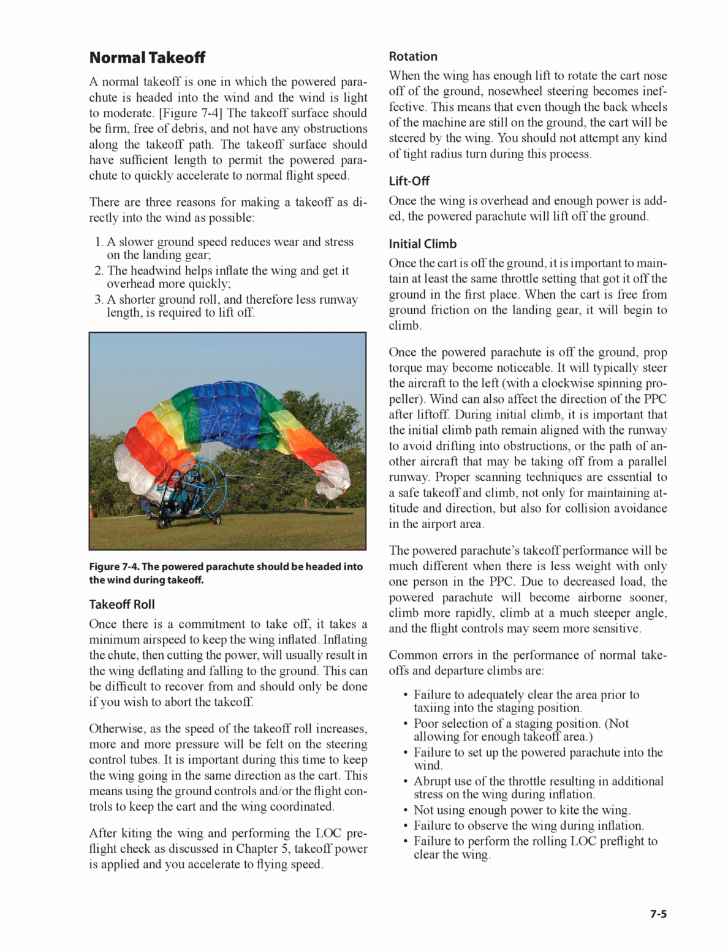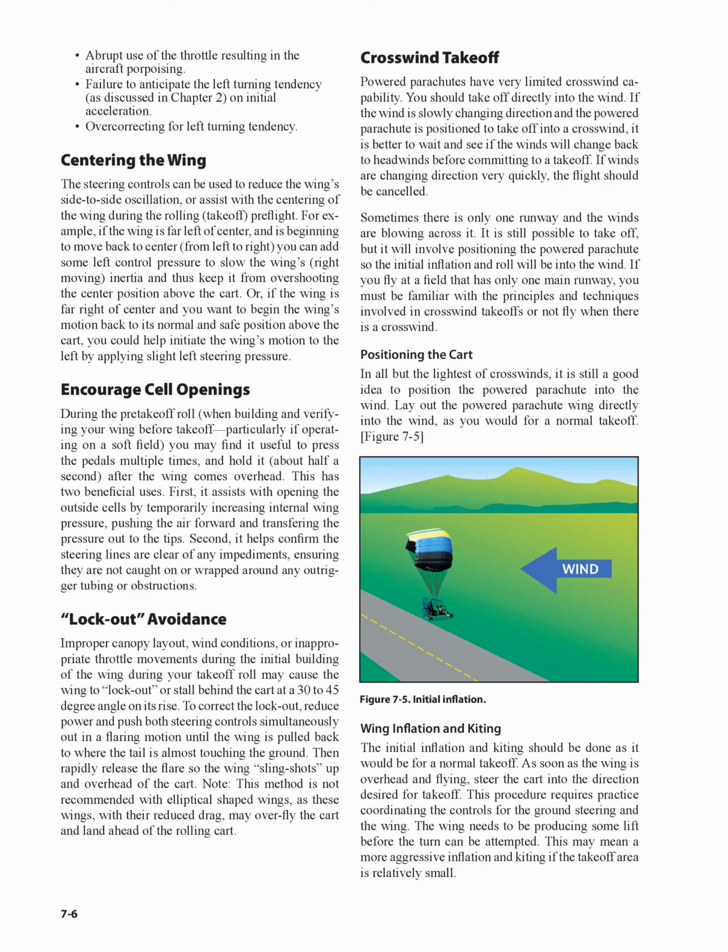Common errors in the performance of normal takeoffs and departure climbs are: failure to adequately clear the area prior to taxiing into the staging position, poor selection of a staging position, not allowing for enough takeoff area, failure to set up the powered parachute into the wind, abrupt use of the throttle resulting in additional stress on the wing during inflation, not using enough power to kite the wing, failure to observe the wing during inflation, failure to perform the rolling lock pre-flight to clear the wing, abrupt use of the throttle resulting in the aircraft porpoising, failure to anticipate the left turning tendency, as discussed in Chapter 2, on initial acceleration, overcorrecting for left turning tendency.